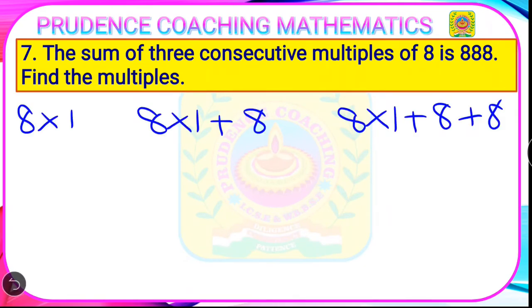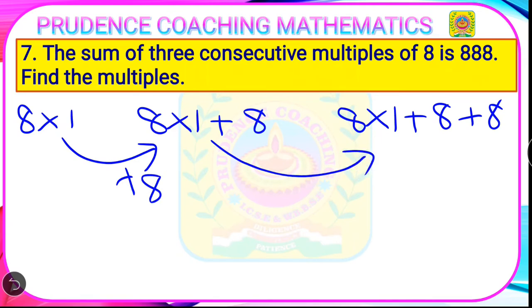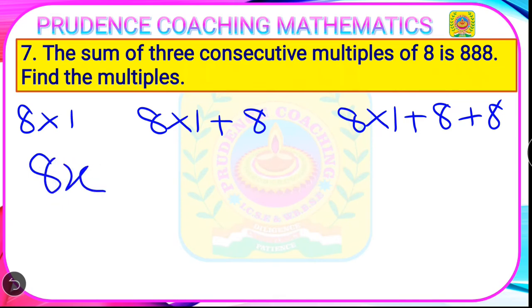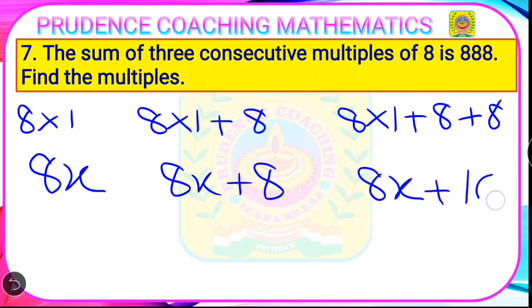Now my dear students, if you have observed very carefully, then you will find, according to the example we have assumed, the first one is 8 into 1, the next one is 8 into 1 plus 8, that is we are adding plus 8 to the first one. The next one is 8 into 1 plus 8 plus 8, that is we are adding plus 8 to the second one to get the third one. So here you can assume the three numbers as: first one 8x, next one 8x plus 8, and next one 8x plus 16. Why have we assumed x in place of 1? Because in place of 1 you can take any number, that is 2, 3, 4, but in all three cases you need to take the same number, then you can get the consecutive multiples of 8. This is how we assume the multiples.